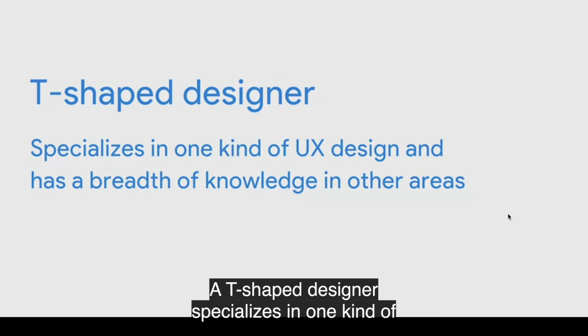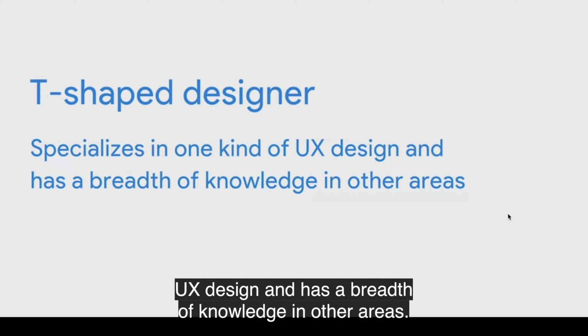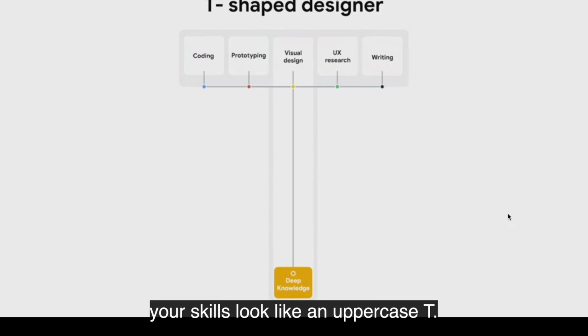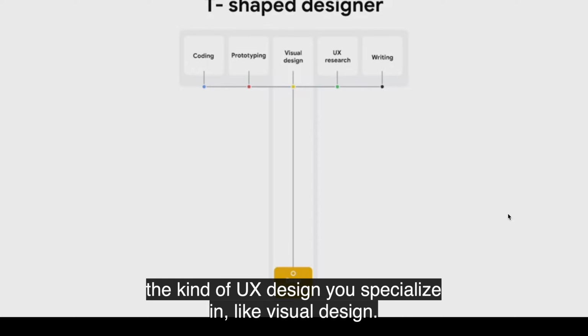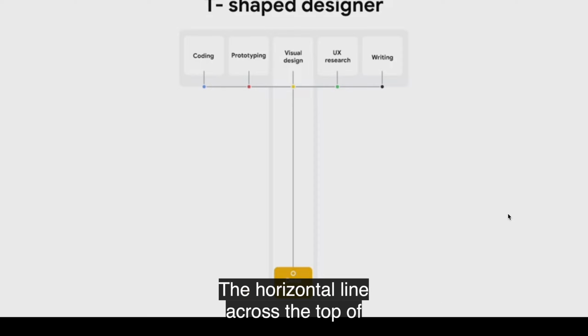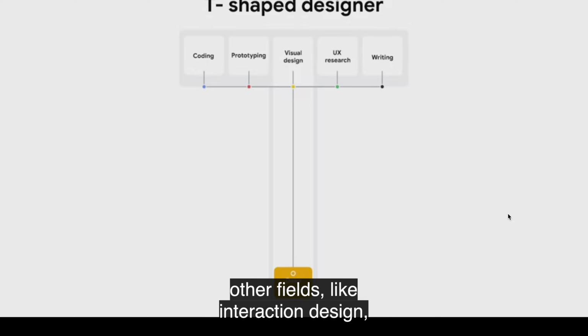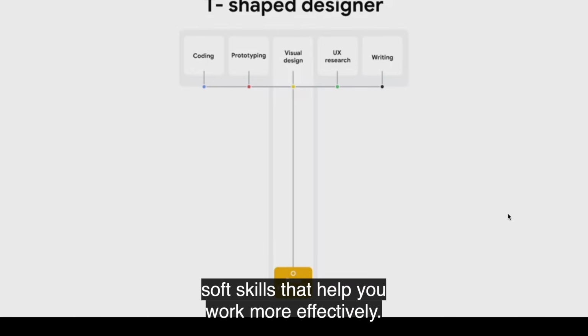A T-shaped designer specializes in one kind of UX design and has a breadth of knowledge in other areas. This is called a T-shaped designer because your skills look like an uppercase T. The vertical line of the T is the kind of UX design you specialize in, like visual design. The horizontal line across the top of the T includes your complementary skills. These skills might come from other fields like interaction design that cross over with your specialties, or soft skills that help you work more effectively.